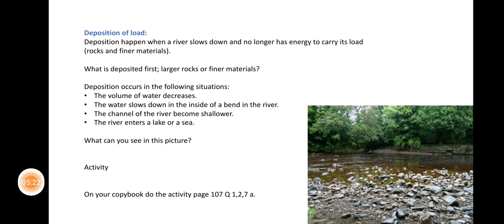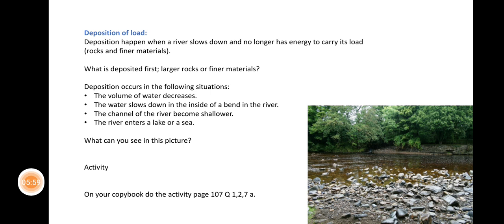What is deposited first? Larger rocks or finer materials? I think larger rocks, right? Because they are heavier. Deposition occurs in the following situations: the volume of the water decreases, the water slows down on the inside of a bend or meander, the channel of the river becomes shallower, and when a river enters a lake or a sea. Look at this picture. Look at the sizes of the rocks scattered alongside the river.